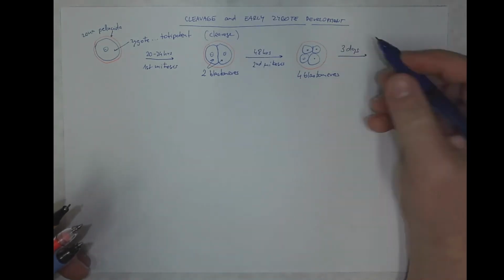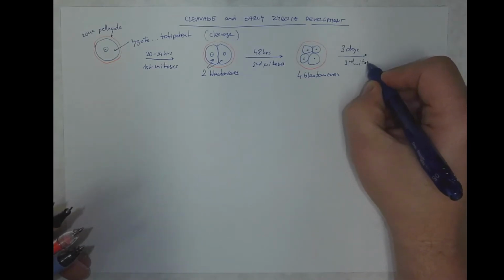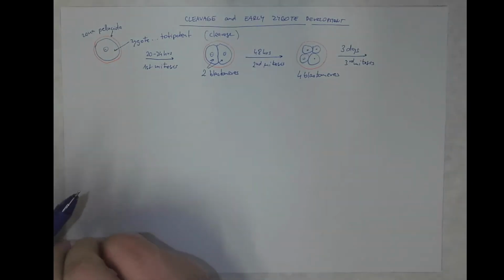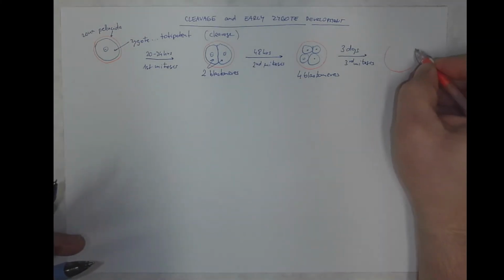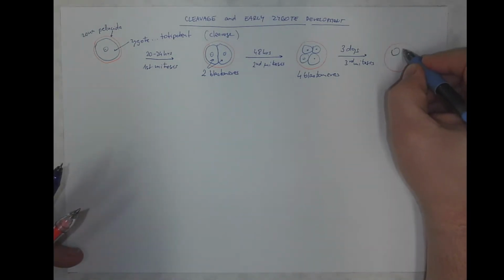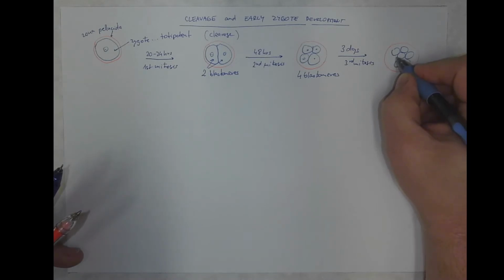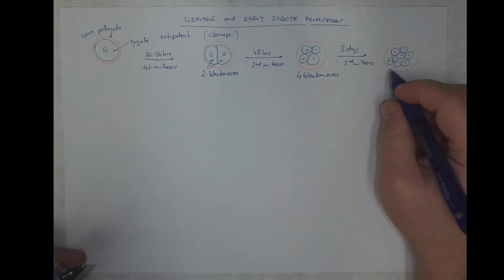So the cleavage results in a stage of 8 blastomeres. Of course, in reality, some would be hiding behind the other cells. So this is the stage of 8 blastomeres.